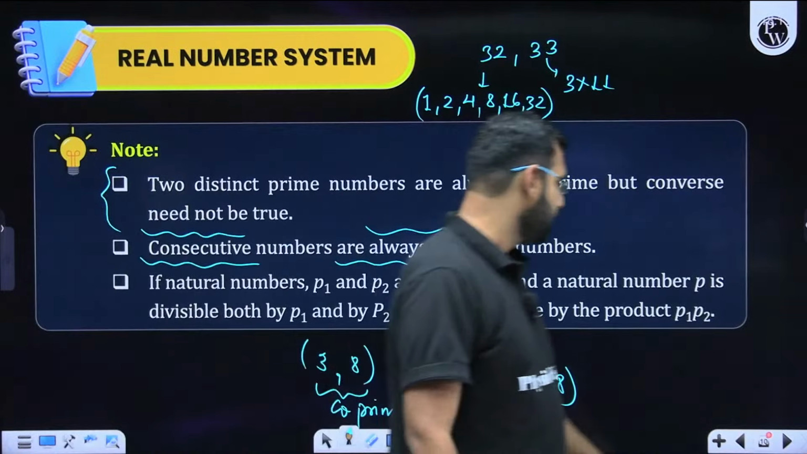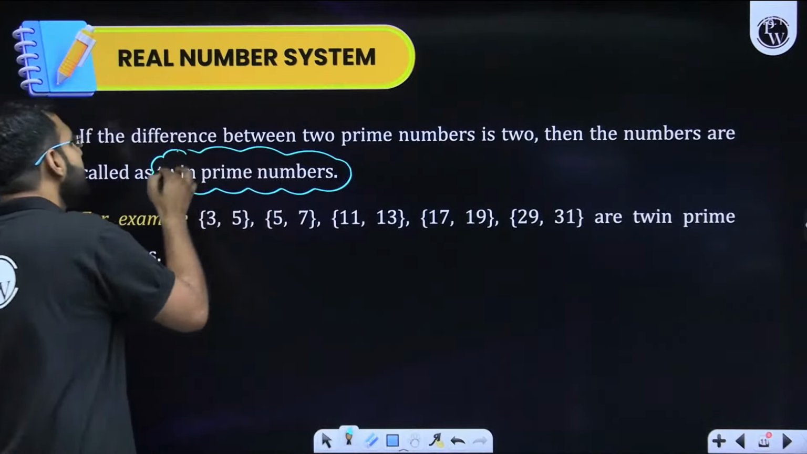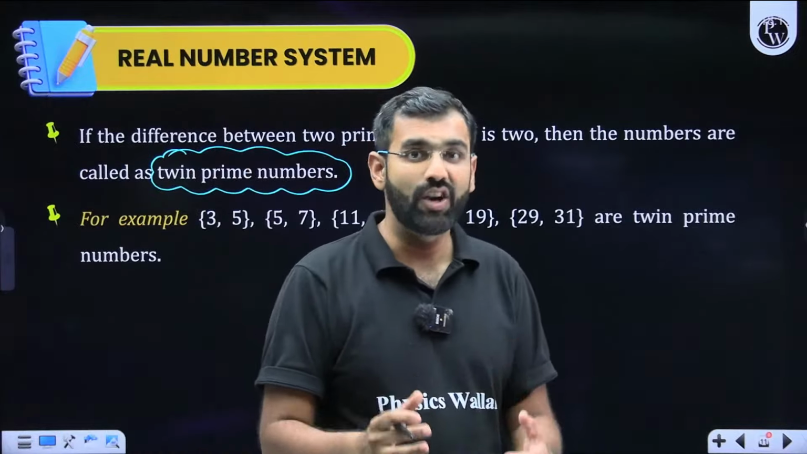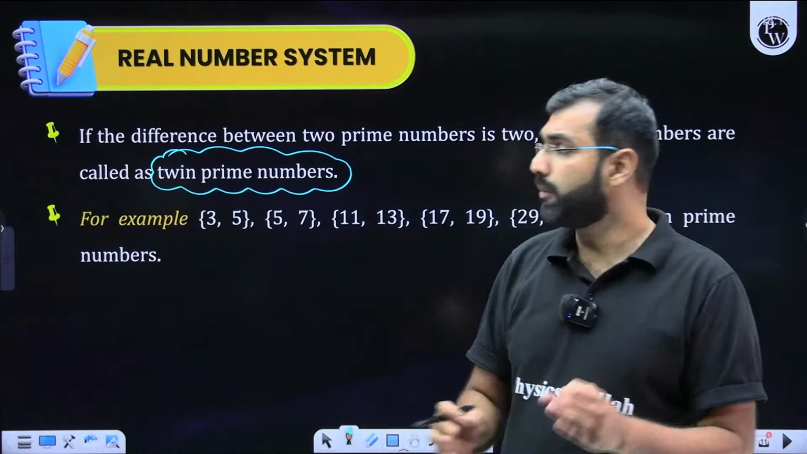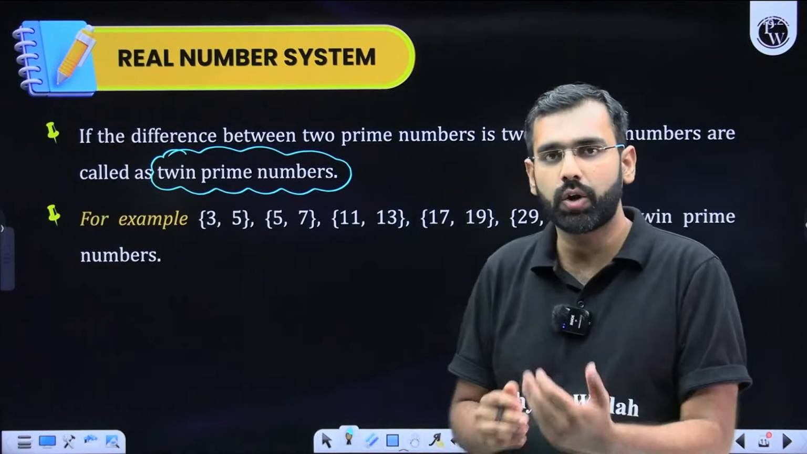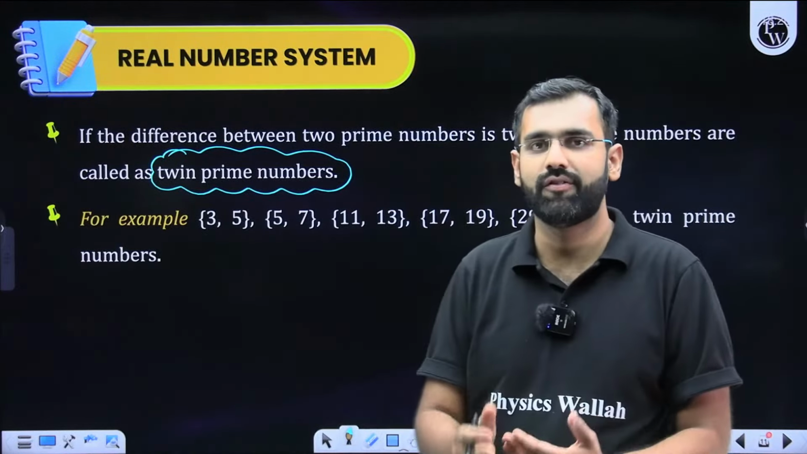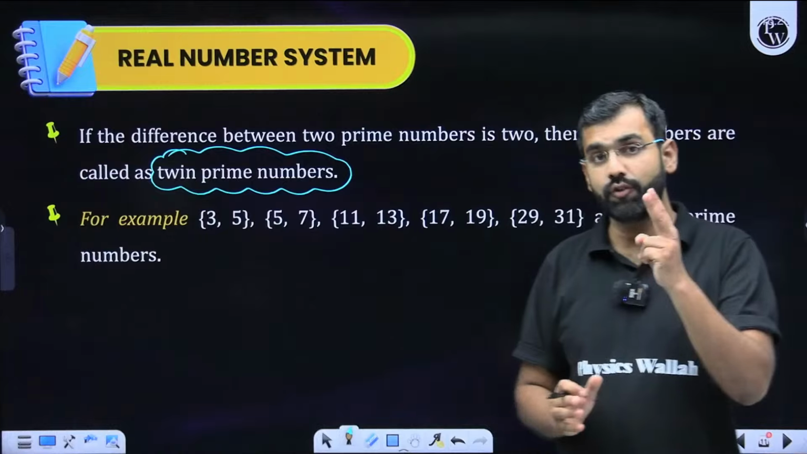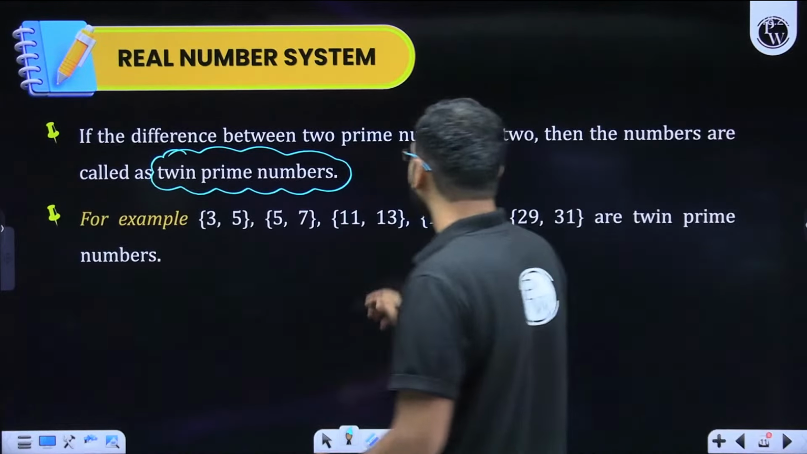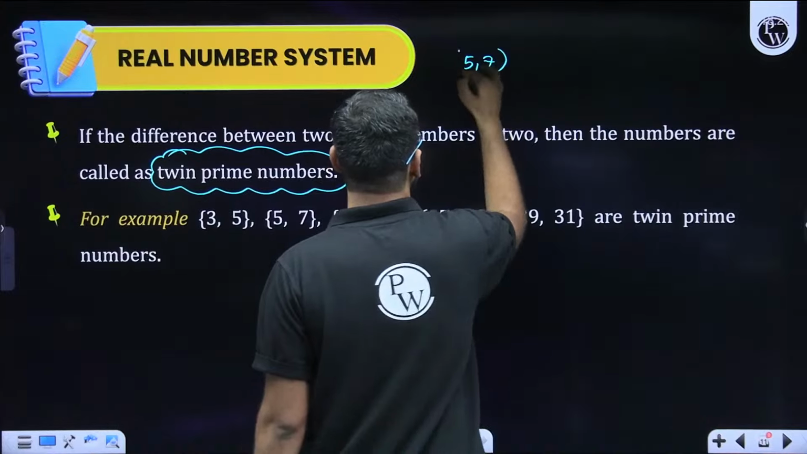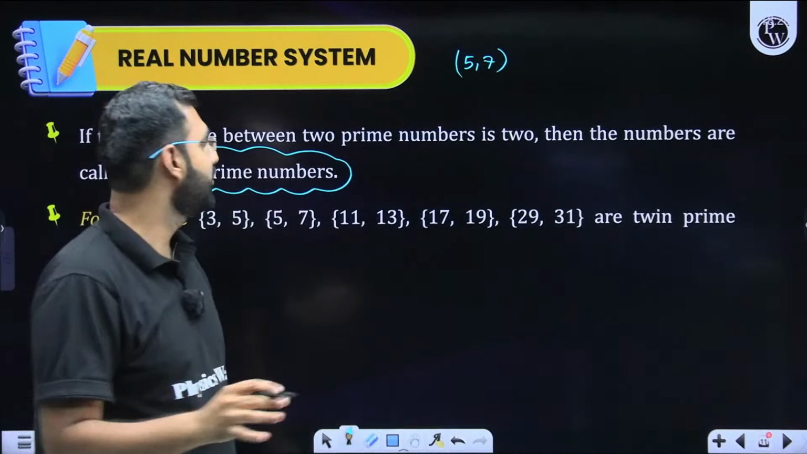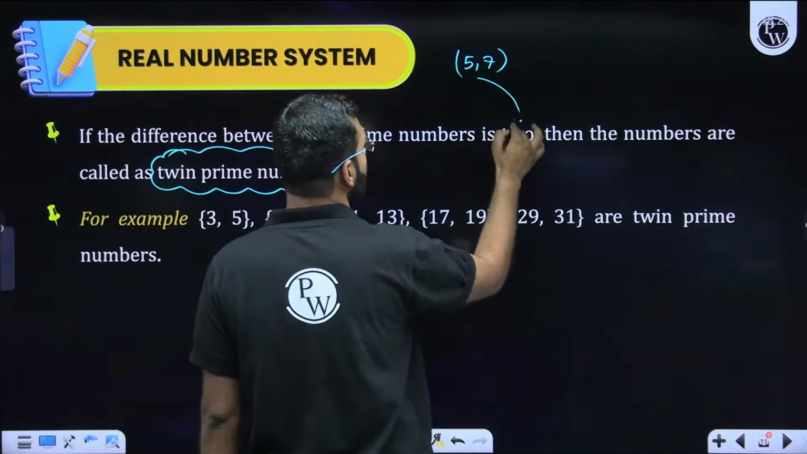Everybody got that? Now, if the difference between two prime numbers is 2, then the numbers are called twin prime numbers. Why are we discussing these terminologies? Because in the examination hall, they will not be mentioning that these are twin prime numbers. They will not be defining. You have to have this basic understanding of your mathematics. So if two numbers are prime, for example 5 and 7, the difference between them is clearly 2. So if the difference between two prime numbers is 2, then they are said to be twin prime numbers.